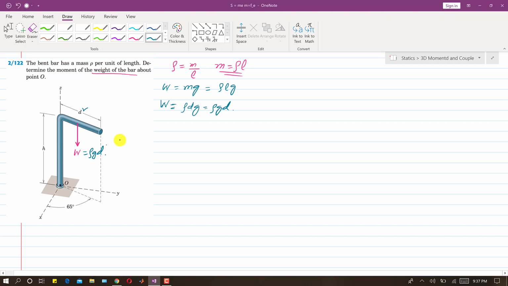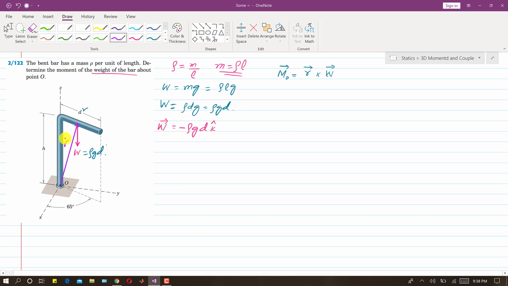Now we want to find the moment of this weight about this point O. If I apply the cross product, the moment about O will be equal to the moment arm cross this weight vector. The weight vector is acting in the negative z direction, so it will be minus rho g d k. This is the vector representation of that weight. Now if I draw the moment arm vector, it will be from this point to this point. So this is that moment arm.